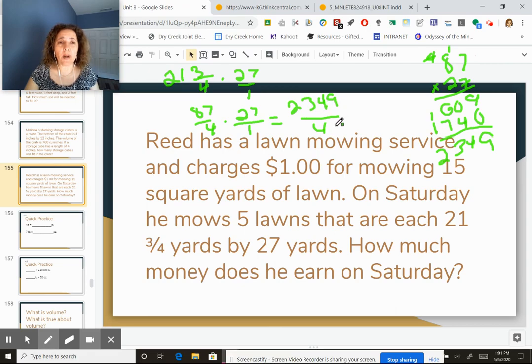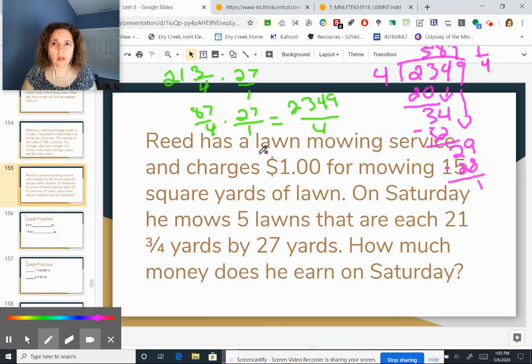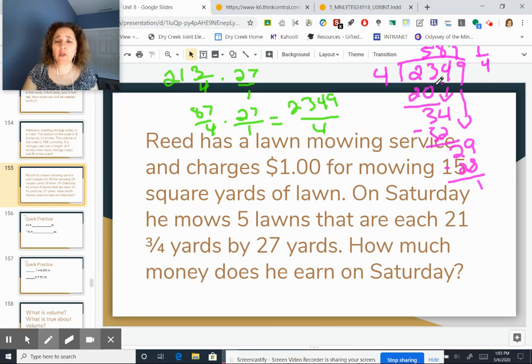2,349 divided by 4. So now I got to do that. So I'm going to erase the work over here so I can do 2,349 divided by 4. Okay, so I did that here on the side. So I got 2,349 divided by 4.